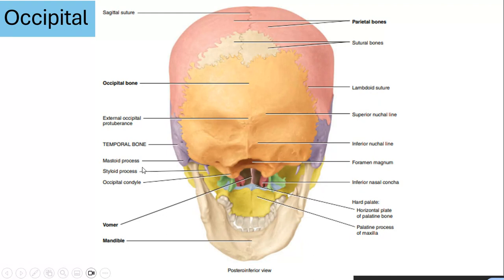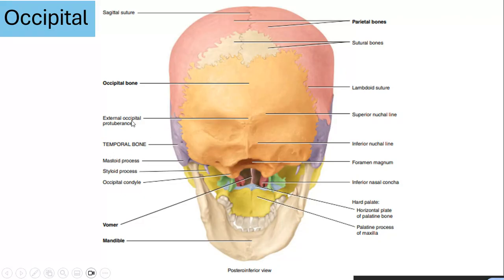Styloid process. Mastoid. Anything that's protruding outside will be considered a process, right? We have spinous process in our vertebrae, right? So that's how it is. We have transverse process, right? Anything that sticks out mostly is a process.